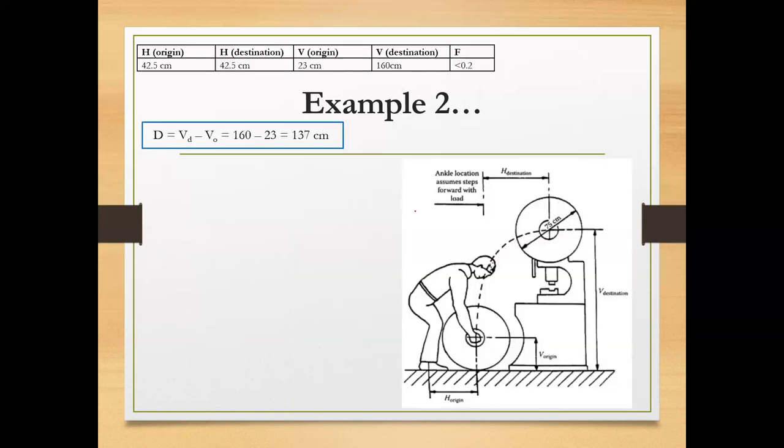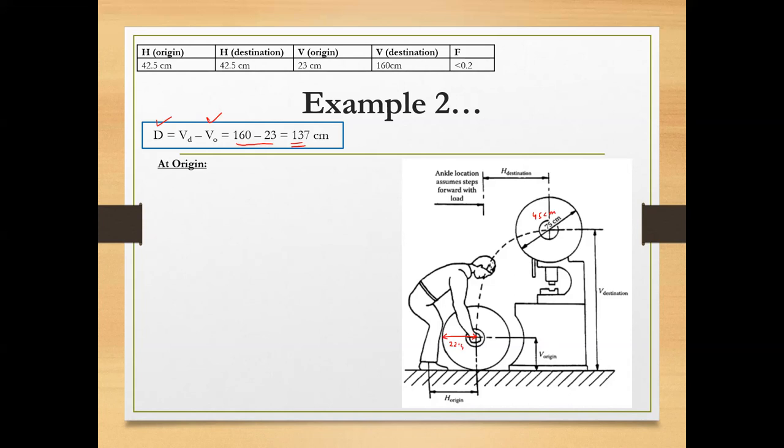As I mentioned, D will change, as the V origin will change, so does D. The vertical distance that has moved from origin to the destination now is 160 minus 23, so that is 137 centimeters. So I would like to explain the changes that are resulting. Now the new diameter is 45 centimeters, not the 75 centimeters. So radius will be equal to 22.5.